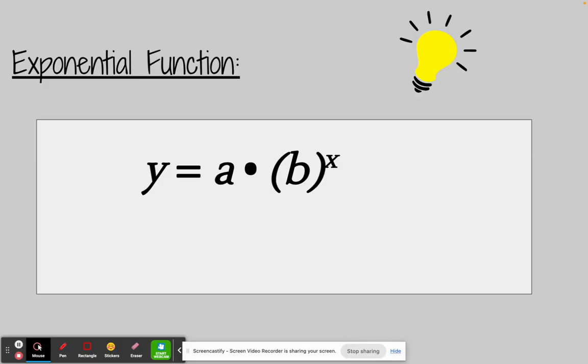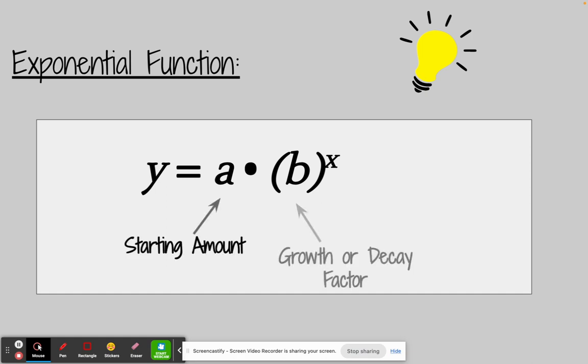Remember, our exponential function is a times b to the x, where a is our starting amount, and b is our growth or decay factor, and x is our time period.